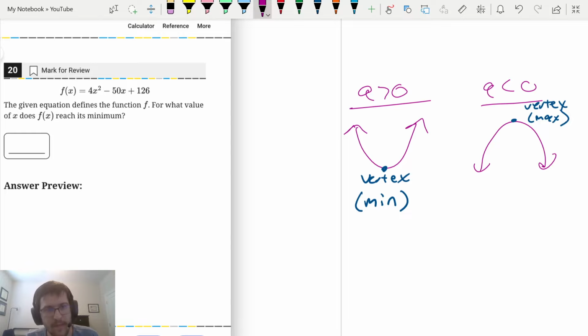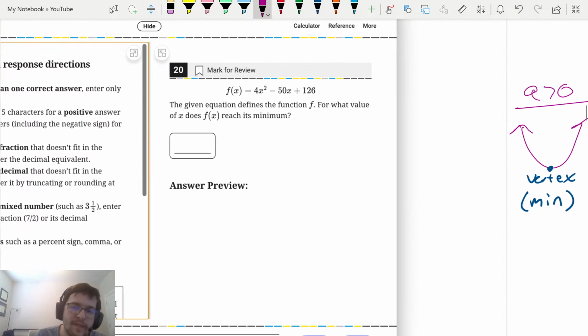So if they say, what's the minimum or what's the maximum? They want the y value. If they say, what value of x does it reach a minimum? Then they want the x value. So you got to know how to find both. And there's a million ways to do this. You have to do this from standard form, factored form, and vertex form all the time. This question is in standard form, so I'm just going to talk about how to do it in standard form for now, so that this video isn't too long.